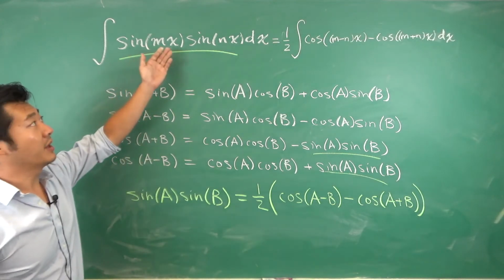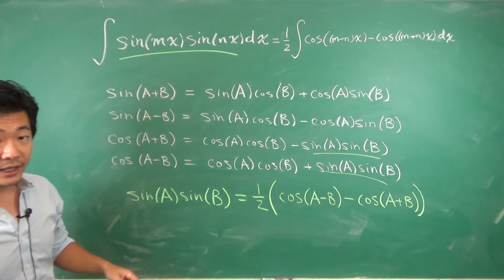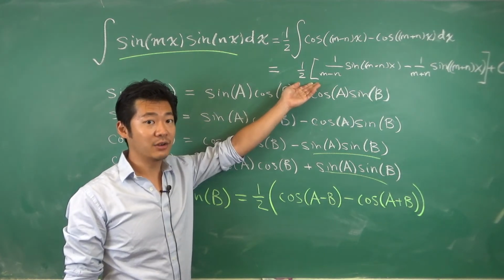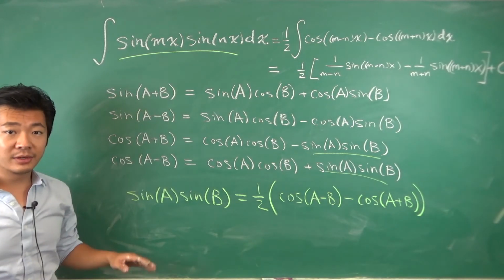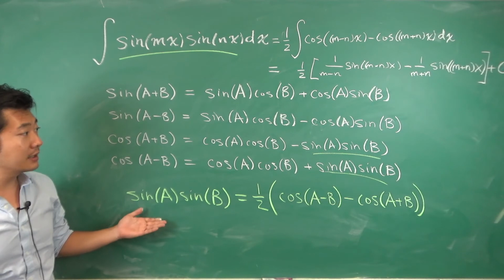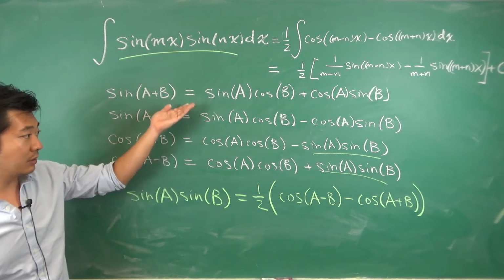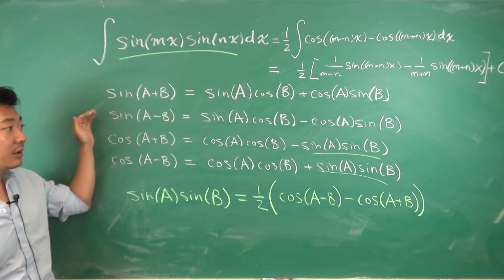We'll substitute mx and nx into here so that we get this as the antiderivative. And the method to integrate similar products of sines and cosines, you just isolate which one you want and you either add them or subtract them.